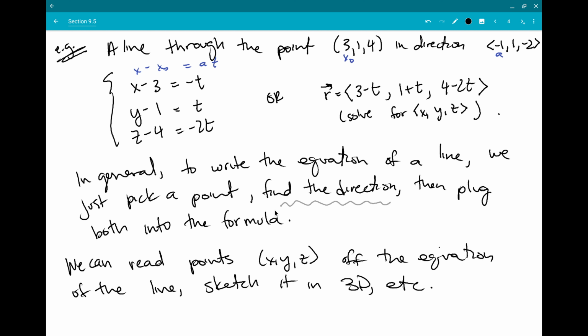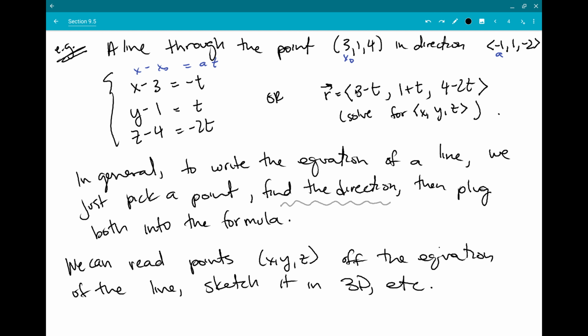And so real quick, one thing that we can always see when we look at one of these vectors is the point and the direction that generated it. So if somebody just handed you this vector for the equation of a line, then you could look at the numbers attached to t, this -1, 1, and -2, and you would know that this line has to be parallel to the vector -1, 1, -2.